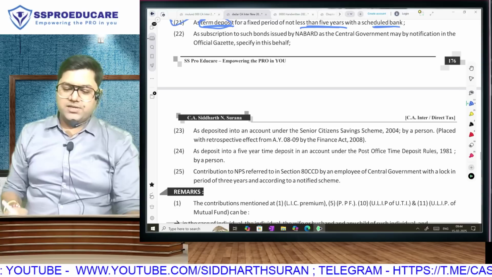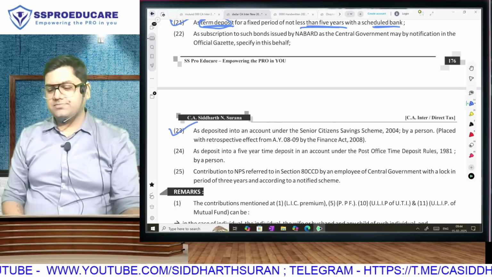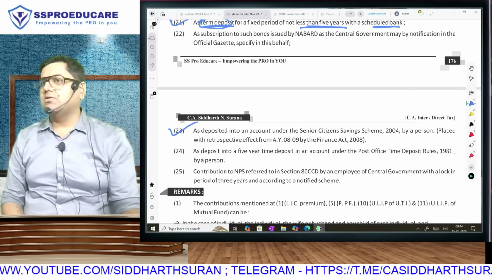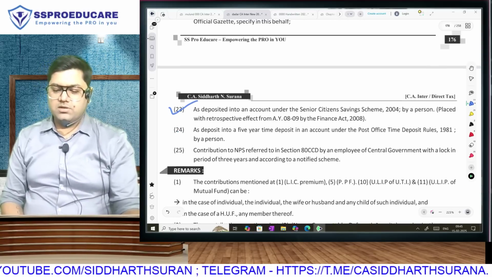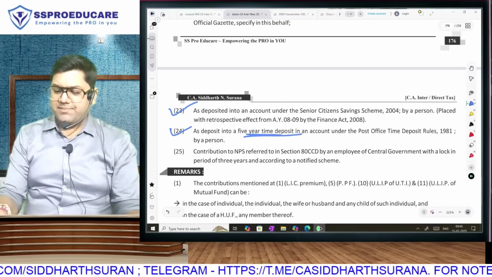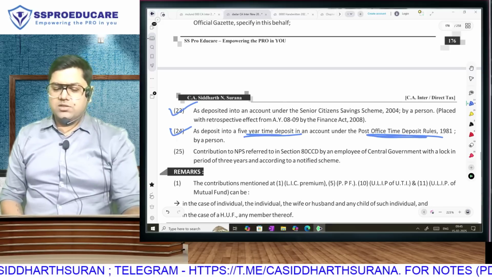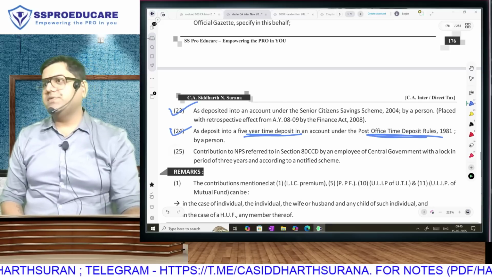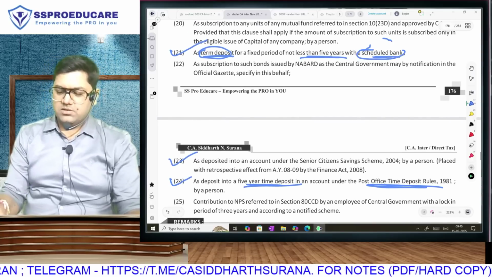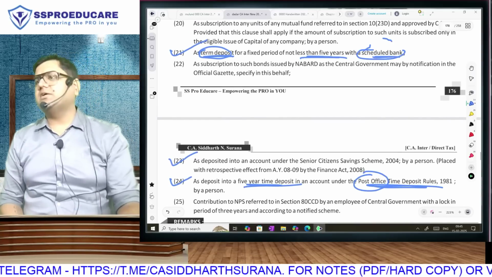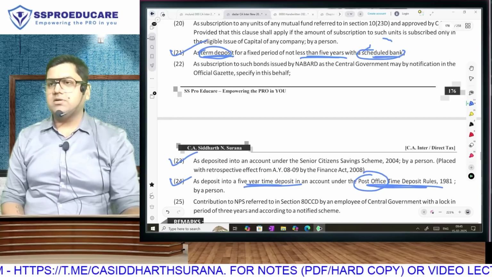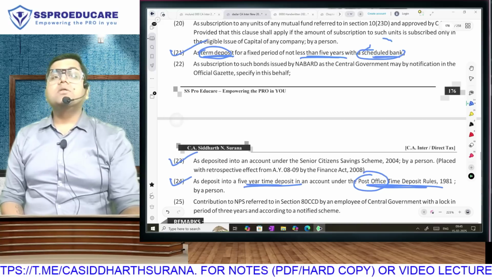Any deposit into the Senior Citizens Savings Scheme, point number 23. Of course, only senior citizens are eligible for this scheme. Goes without saying. And any deposit of a 5-year time deposit. So same, but this time it is with a post office. So the deposit above was with a scheduled bank, and this deposit is with a post office. Post offices in our country are permitted to run banking business. So scheduled bank or post office, we are going to cover both of them. Is that clear?